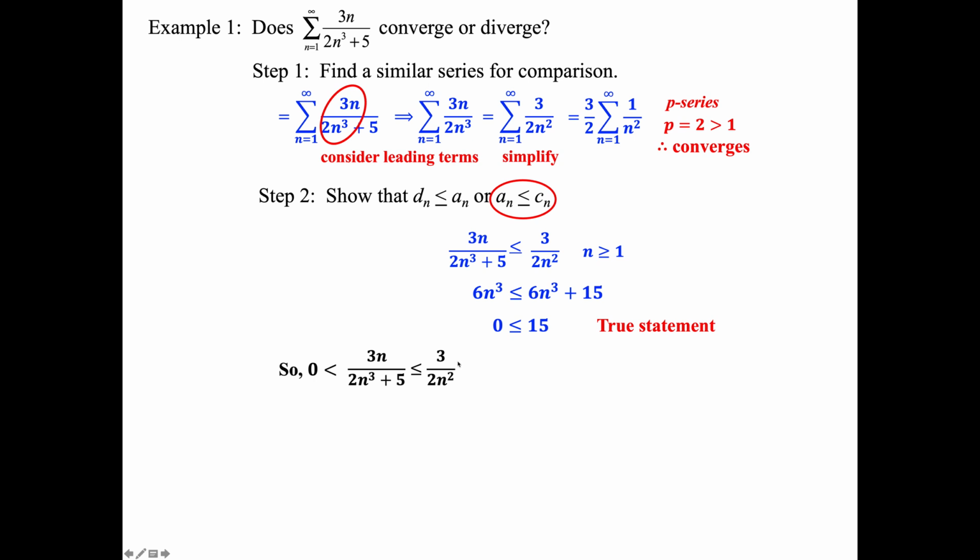So since that's true, therefore the series of our original A sub n function converges by the DCT, direct comparison test. Okay? All right, example number 2.